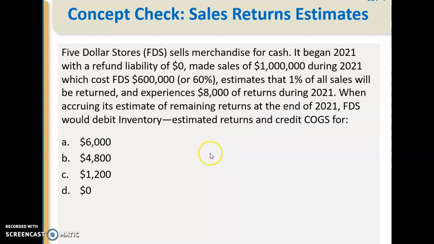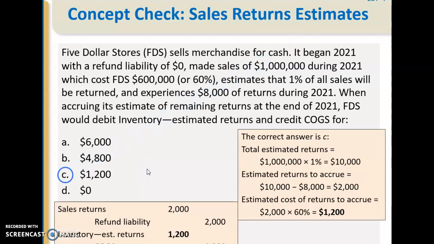Please do your calculations, select your answer, then come back and check the video to see if your answer is correct. Did you choose $1,200? If not, please check this video and look at this analysis to see why you would not have chosen $1,200. $1,200 is the correct answer.